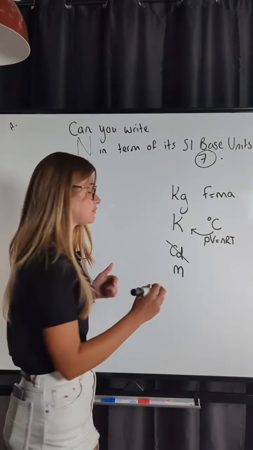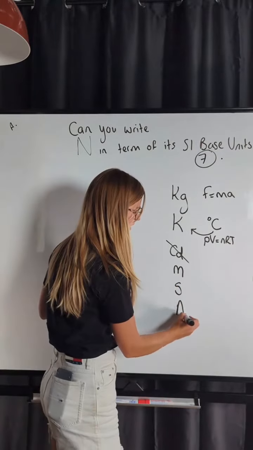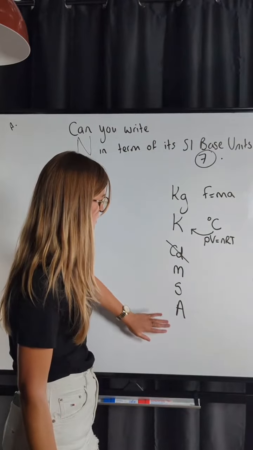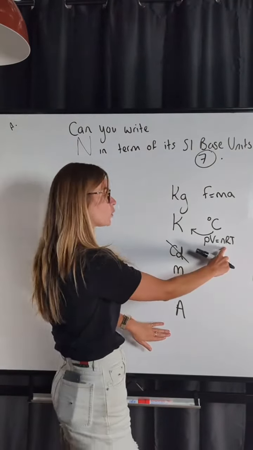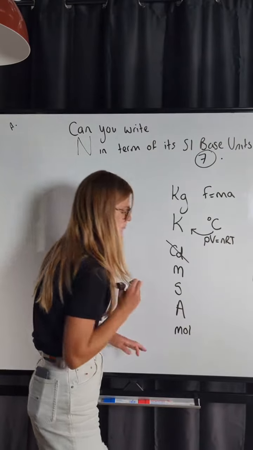You have time, which is in seconds. We have current, which is measured in amps. And hopefully that is 7, am I right? 1, 2, 3, 4, 5, 6, 7. What did I miss? Moles, which is amount of substance. So amount of substance is measured in moles.